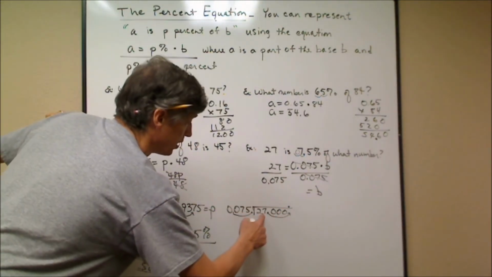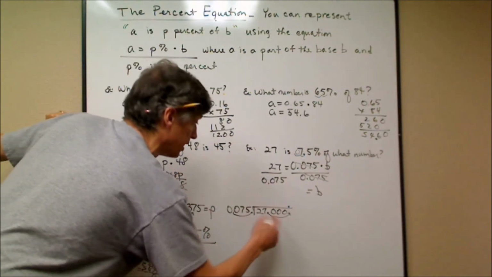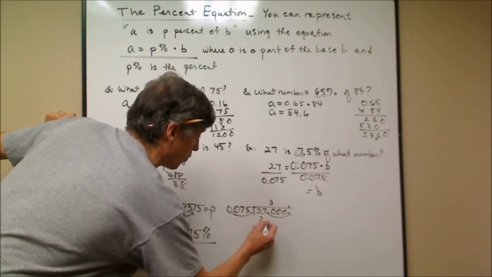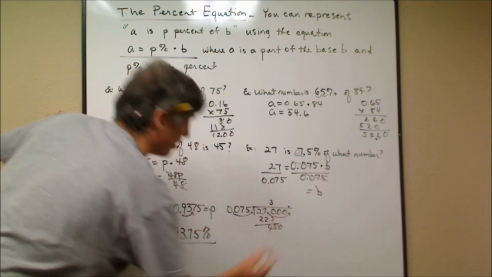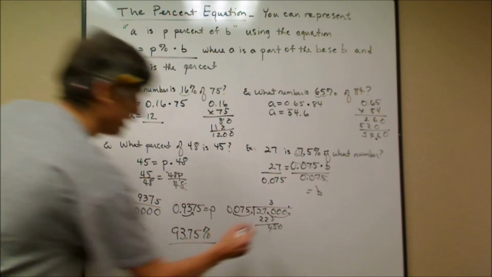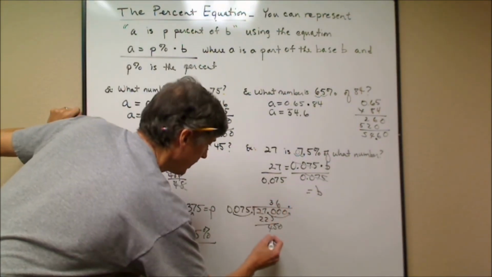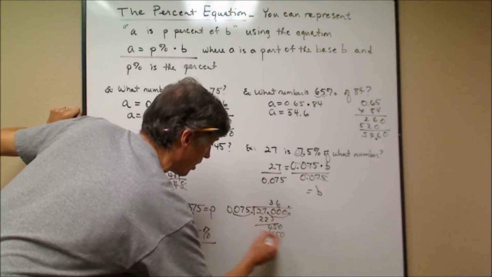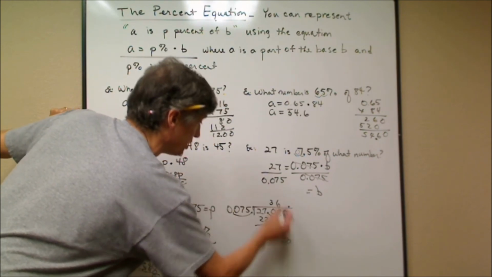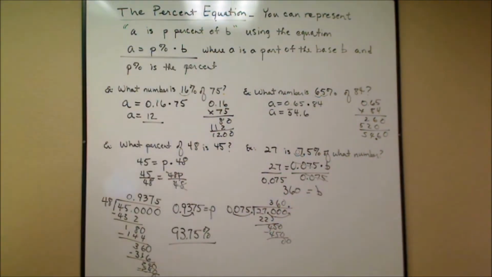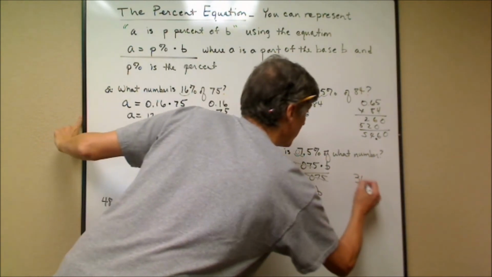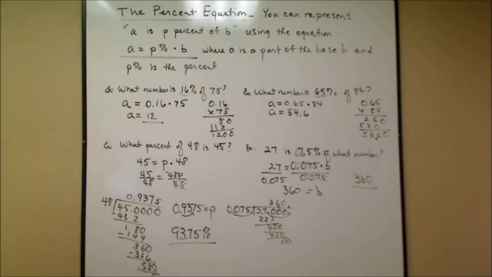75 doesn't go into 2, doesn't go into 27, but does go into 270 3 times. That's 225. That's a 5, that's a 4, and I'll bring down a 0. It goes into 45 6 times, and that's 450. Wow. Well, at least that was nicer. Bring down the 0, and of course that'll be a 0. So this gives me 360, and that's my base. 27 is 7.5% of what number? Of 360. Now 360% because they're looking for the base number here.